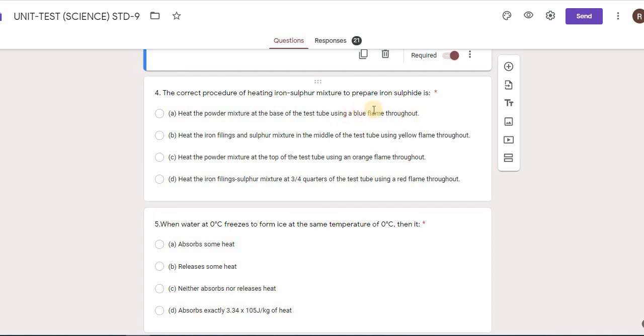Because the blue flame has a high calorific value, which means a complete burning process has occurred, due to which the blue flame comes out, and the heating temperature is maximum in a blue flame. So we can easily prepare the compound from iron and sulfur. So the answer is A, heat the powder mixture at the base of the test tube using the blue flame throughout. Now let's see question number 5.